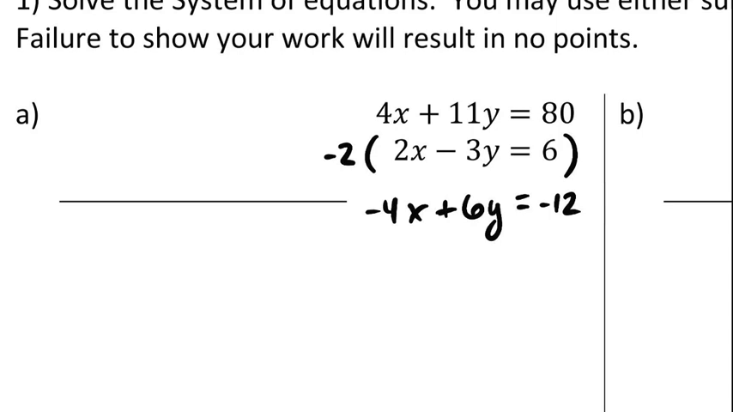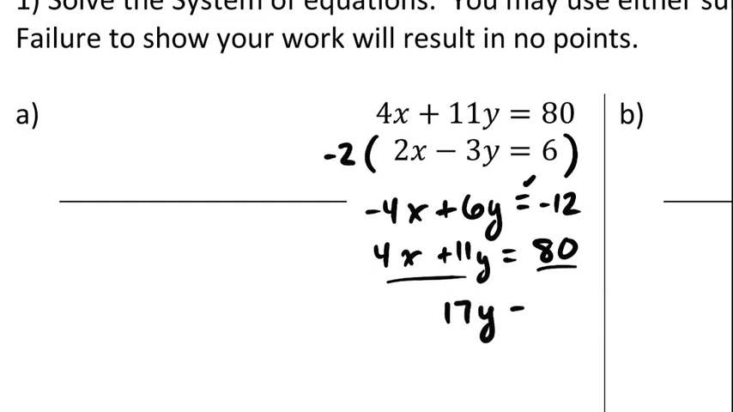So let me write the first equation down again. The first equation was 4x plus 11y equals 80. And when I take these equal things from this equation and add them to the respective sides, I end up getting 11 and 6 is 17y, which is the same as 80 minus 12, or negative 12 plus 80, and I get that that is 68. So if I divide both sides by 68, I get that y is the number 4.